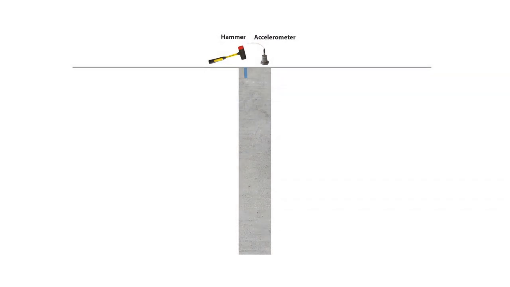The impact generates wave energy. If the shaft is sound, the wave travels to the bottom of the foundation and back to the top. If the shaft is compromised, the wave reflects off irregularities and travels back to the top. At the surface, the accelerometer receiver measures the vibration response.